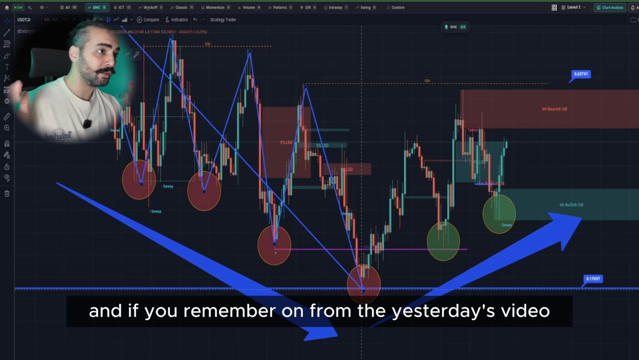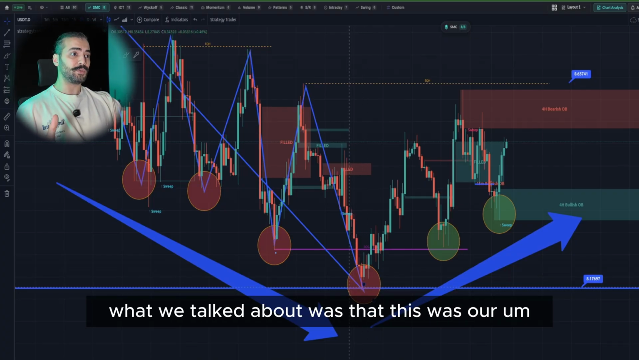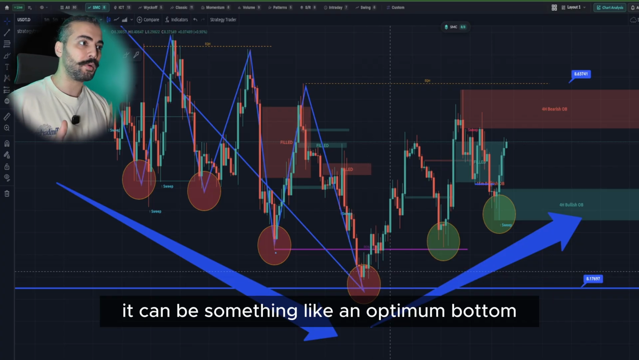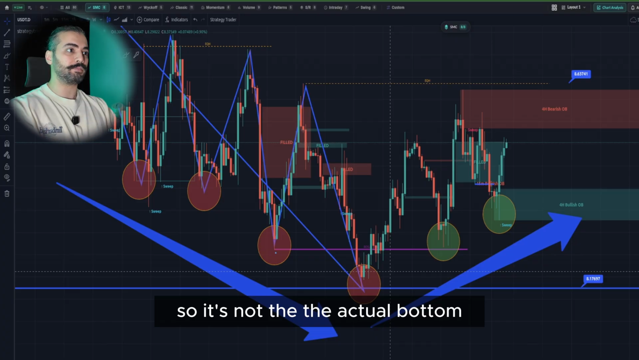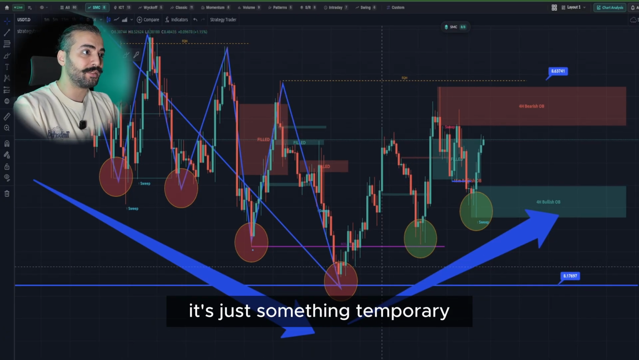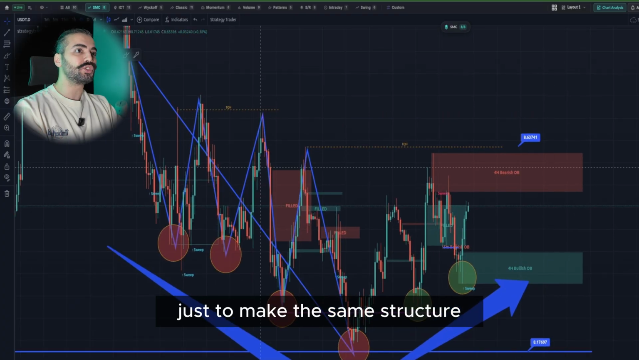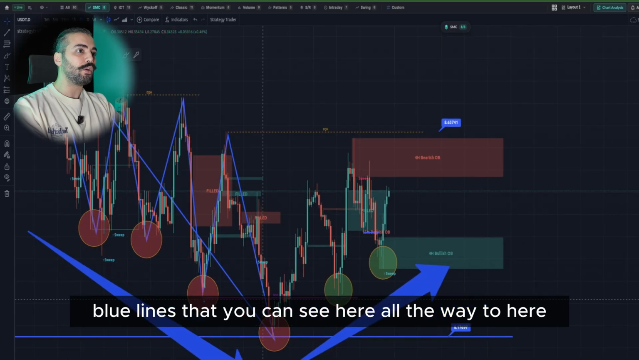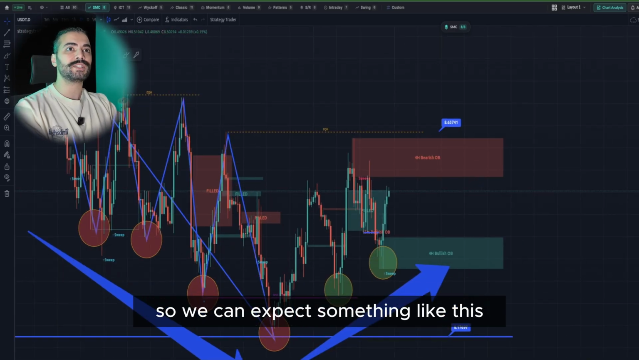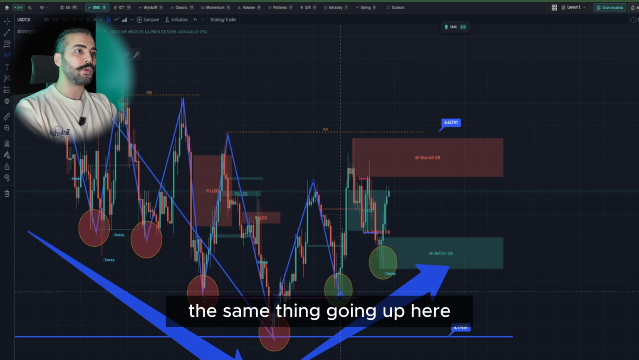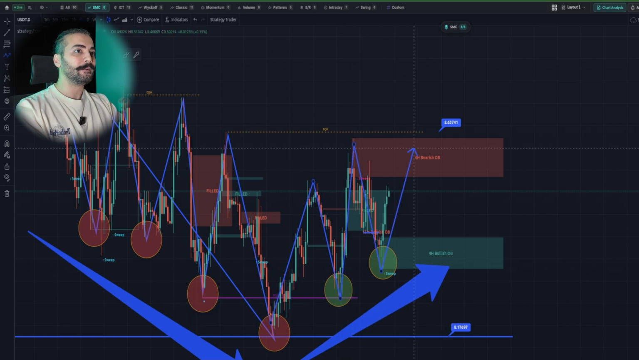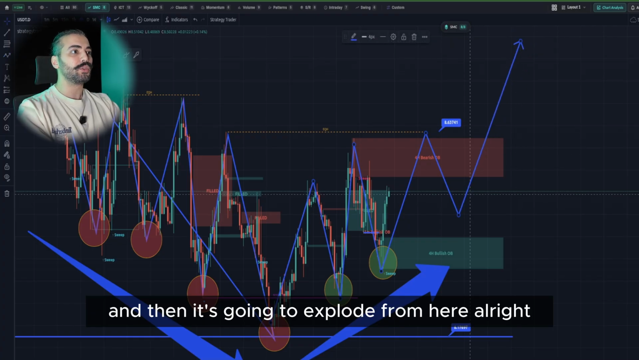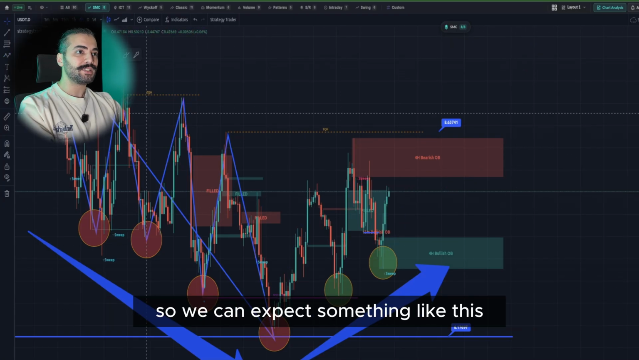And if you remember from yesterday's video, what we talked about was that this can be something like an optimum bottom. So it's not the actual bottom, it's just something temporary, just to make the same structure, the same blue lines that you can see here, all the way to here. So we can expect something like this. The same thing going up here, all the way here, and then it's going to explode from here, all right?